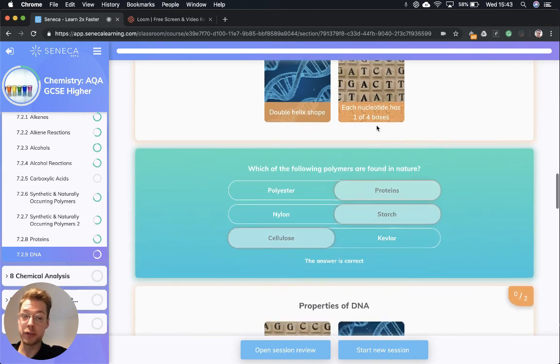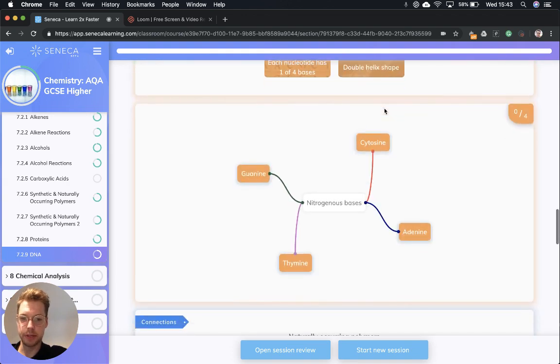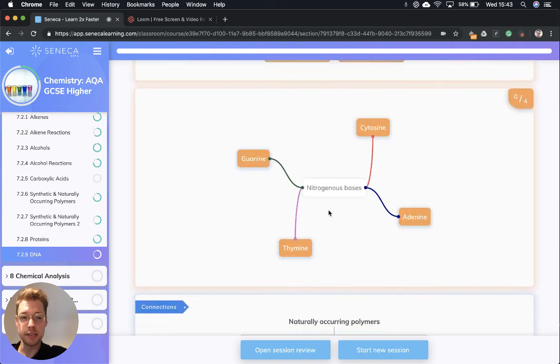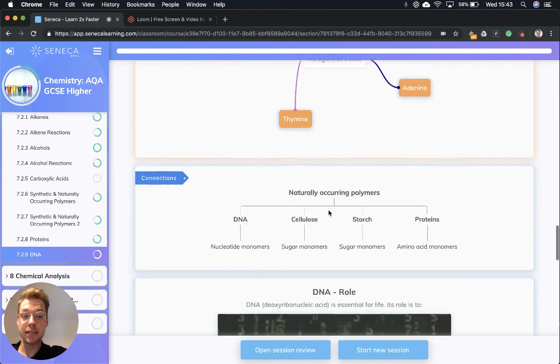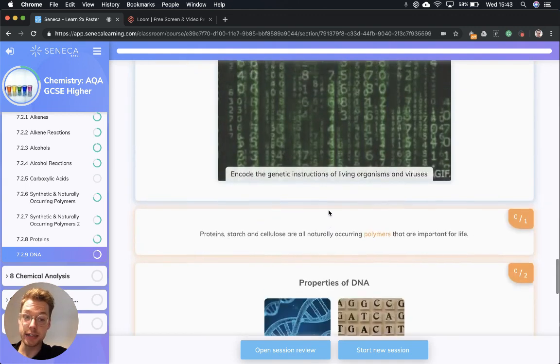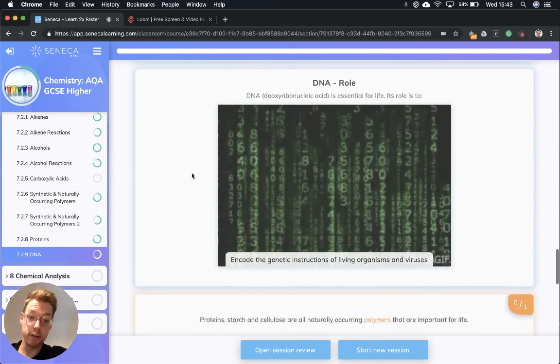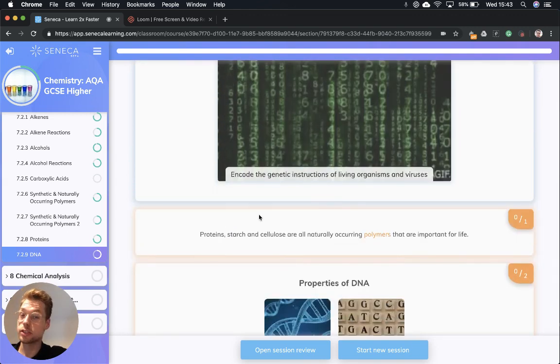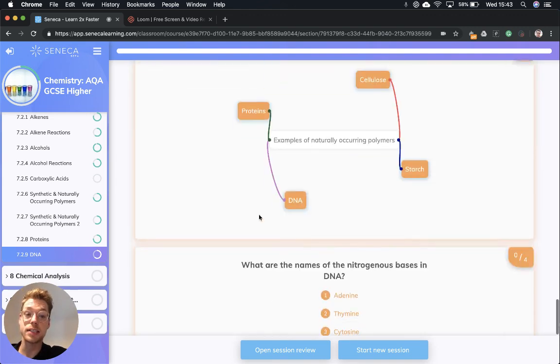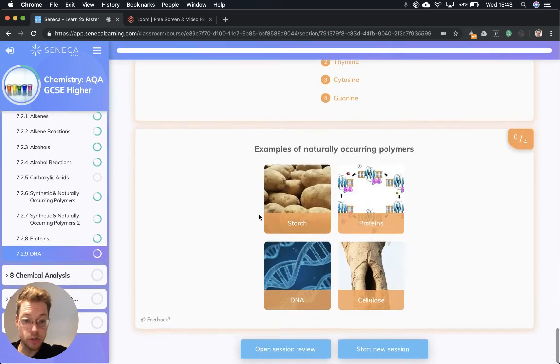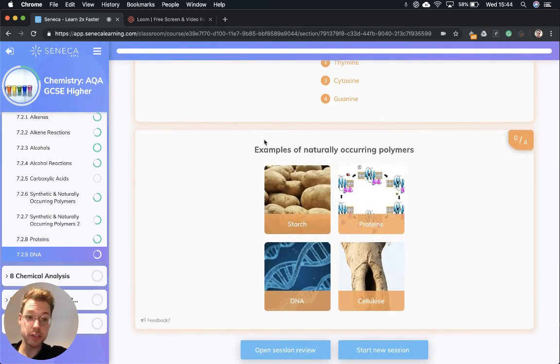And what element do those bases contain? Nitrogen. Really good. Okay, and do you remember the name of those four bases? Guanine, thymine, adenine, and cytosine. And do you remember what the role of DNA is? It's essential for life, and it encodes the genetic instructions of living organisms and viruses. So that just about covers everything we need to know for DNA.